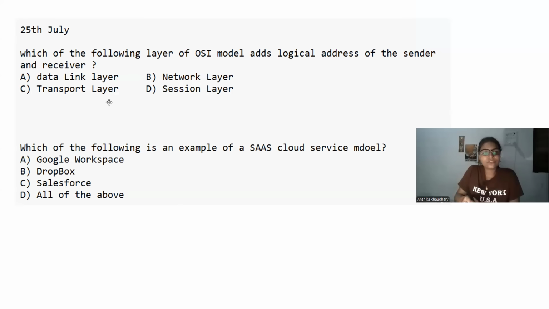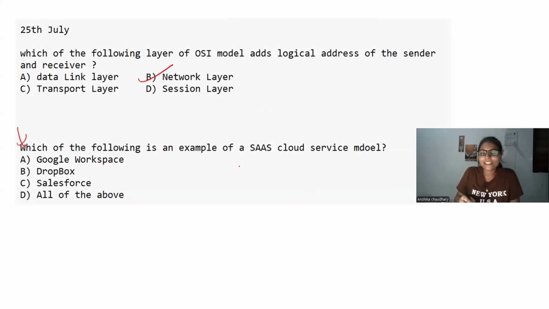All right. So the very first question is, which of the following layers of the OSI model adds the logical address of the sender and receiver? In the OSI model, there are 7 layers, and which layer adds the logical address? All the work related to addressing is done with the help of the network layer. So the network layer will be responsible for adding the logical address of the sender and receiver. Right. Let's move on to the next question.